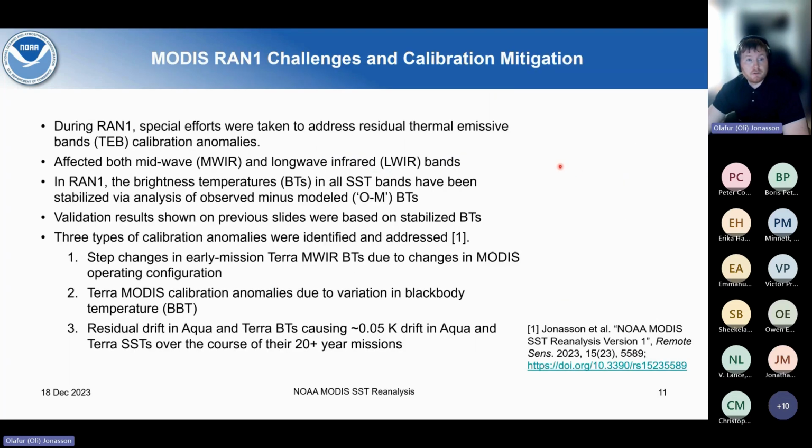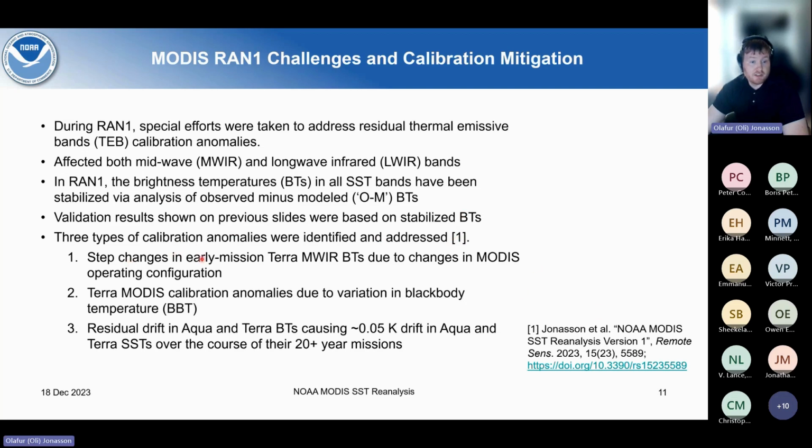During RAN1, special efforts were taken to address the residual thermal emissive bands calibration anomalies. This affected both the mid-wave infrared, MWIR, and long-wave infrared, LWIR, bands. In RAN1, the brightness temperatures in all SST bands have been stabilized. We did this via analysis of observed minus modeled, OM, BTs. All the validation results that we showed on previous slides were based on these stabilized BTs. We observed 3 kinds of calibration anomalies, which are all documented in our journal paper here.